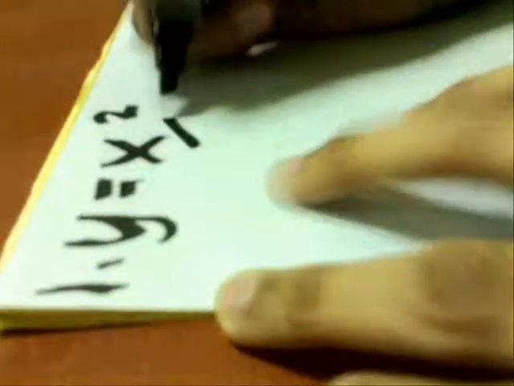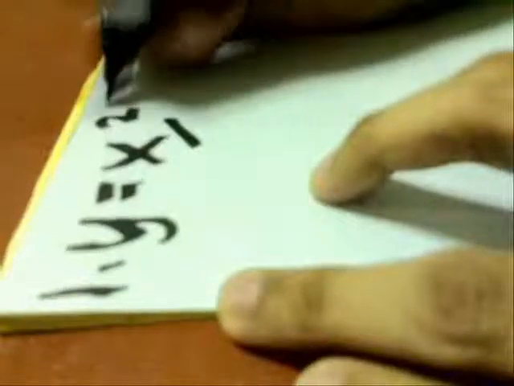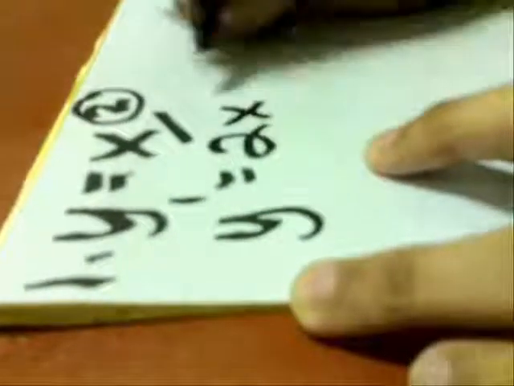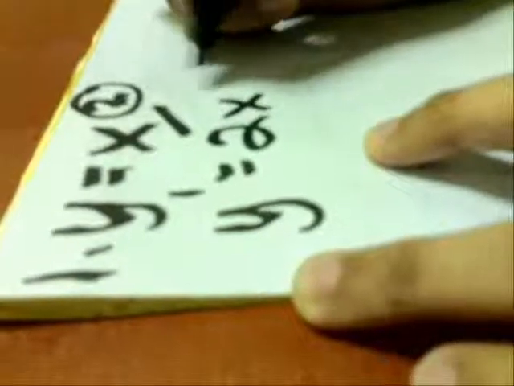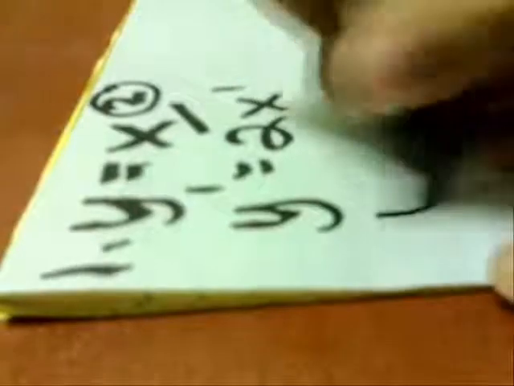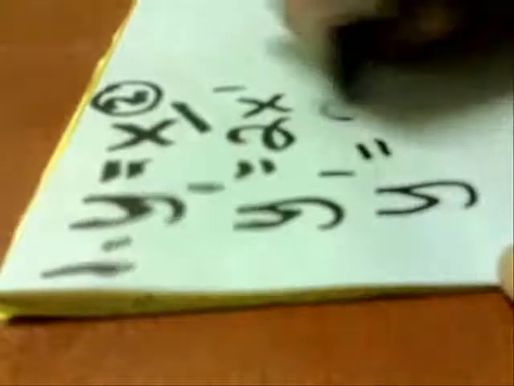Number 1. y is equal to x squared. x is the variable and 2 is the exponent. You just simply bring down 2, copy x, and then subtract 1 from 2, which is 1. So the answer is y prime is equal to 2x. Number 2.